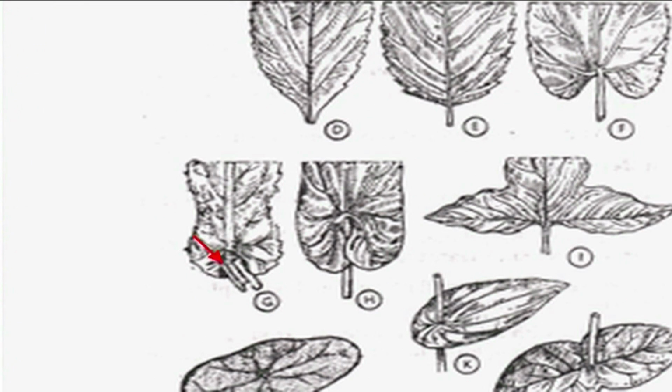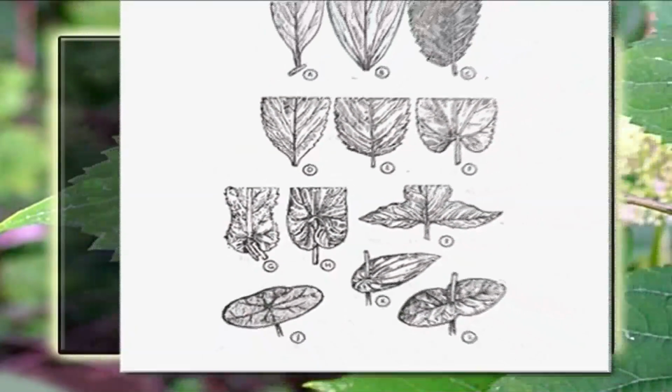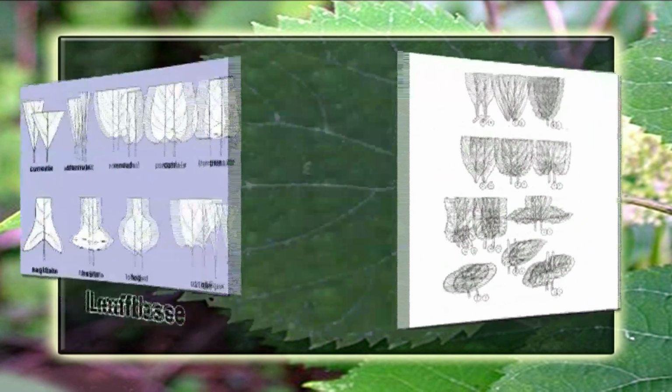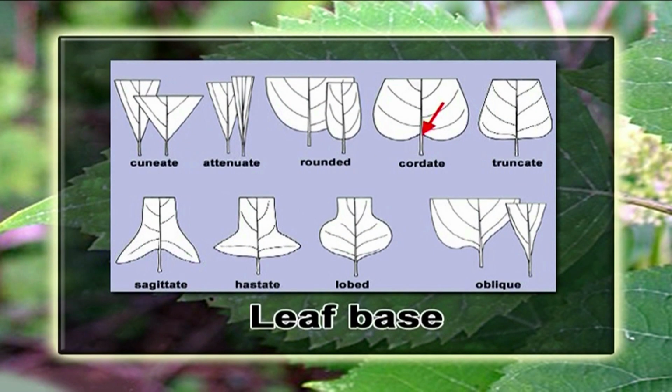Auriculate, two lower ends extended to form two lateral lobes which completely or partially encircle the stem at the node. For example, in Calotropis gigantea. Cordate, heart-shaped leaf base with the notched part at the base of the leaf. For example, Sida cordata. Cuneate, narrow wedge-shaped leaf base tapering to a point at the petiole. For example, Canscora diffusa.